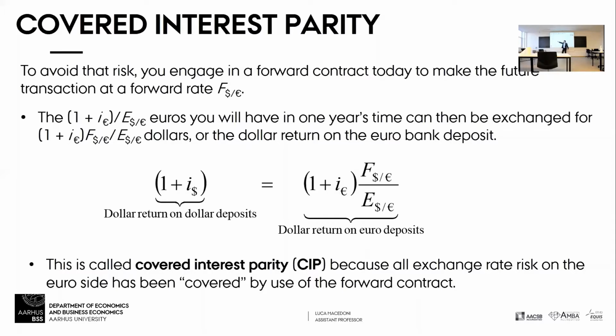If this is 2%, here we have 1.02. This must be equal to the right-hand side. If the interest rate on the euro is 0, it has to be the case that the forward rate is 1.02 times larger than the spot rate. The dollar gives you 2% return because a year from now, the dollar is going to depreciate by 2%, at least according to the forward. Does that make sense?